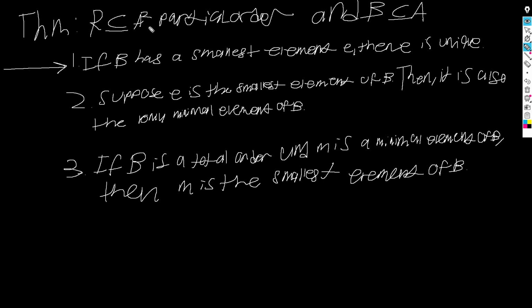For this theorem, suppose that A is any set, R is a partial order on that set, and B is a subset of A. The first statement we already went over. The second statement says that if we let E be the smallest element of B, then E is also the only minimal element of B. And the third says that if B is a total order and M is a minimal element of B, then M is the smallest element of B.